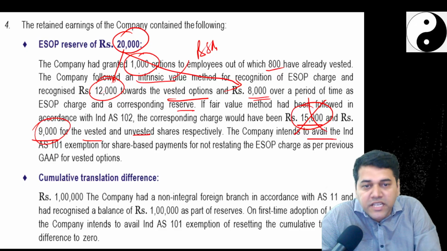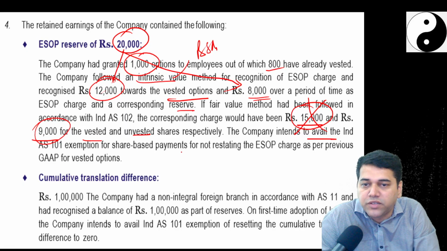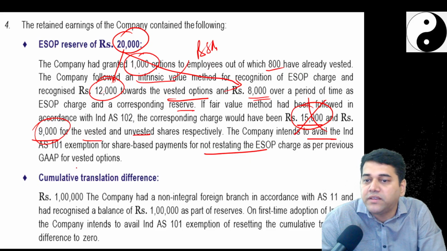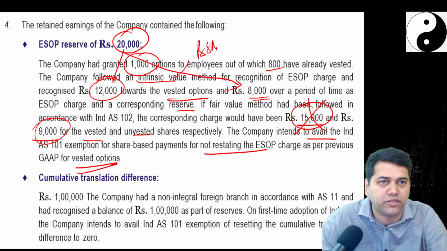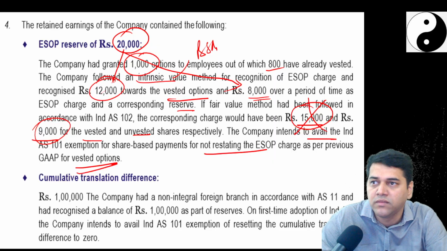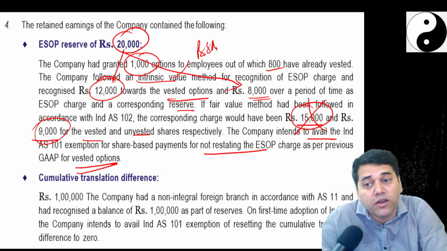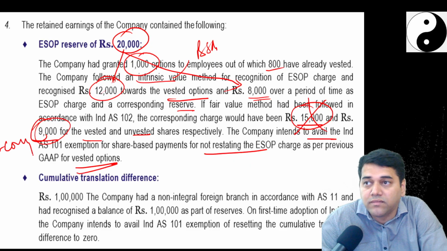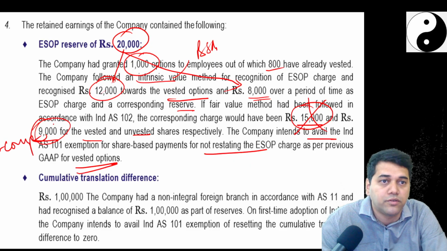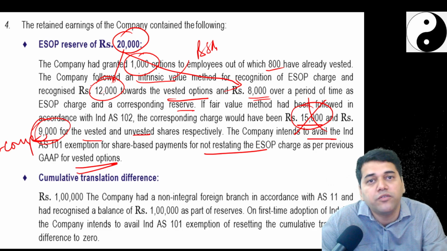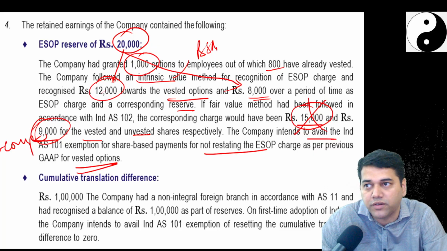The company intends to avail the Ind AS 101 exemption for share-based payment, not restating ESOP charge as per previous GAAP for vested. So it's your choice: if you want, you go and restate it. If you don't want, don't take it. But this choice is not available for unvested. This is compulsory. Compulsorily you have to fair value it. Retrospective is going to come. For the vested portion, retrospective need not happen. If you want, you can give that effect.